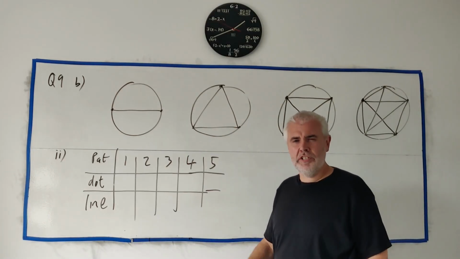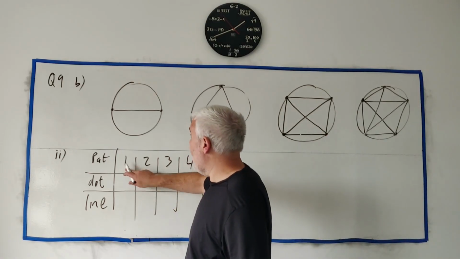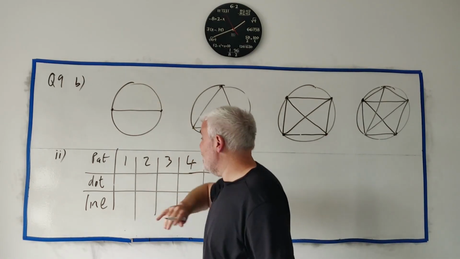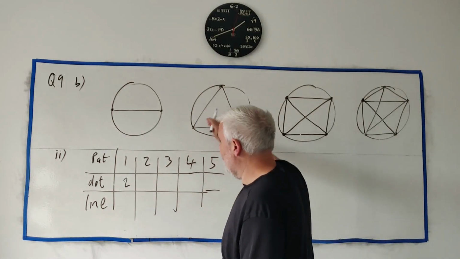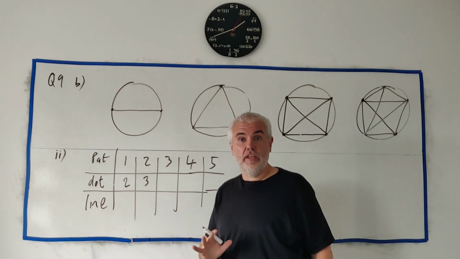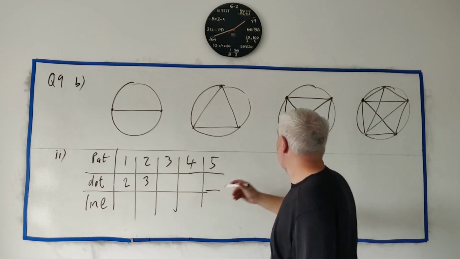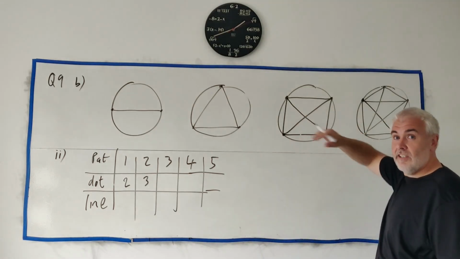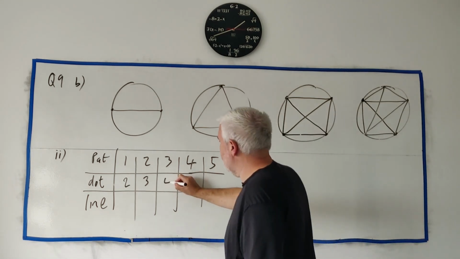In part 2, they want you to fill in this table here, and they've done some of it for you. For pattern 1, how many dots has it got? It has 2. They've done that for you. For pattern 2, how many dots has it got? It has 3. They want you to fill in the rest. Pattern 3, they already drew the 4 dots for you, so you can just count them up. There's 4 dots, not too hard.